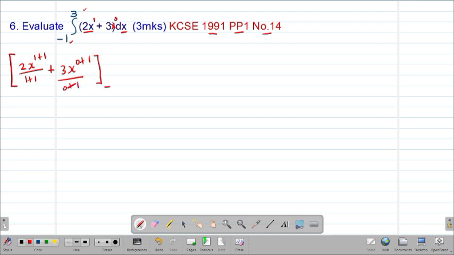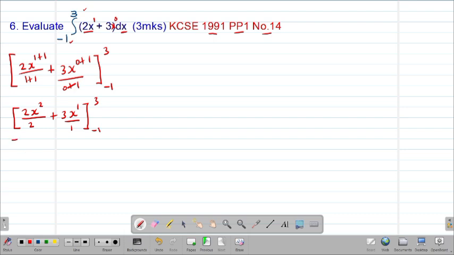The limit is from negative 1 up to 3. Remember, for definite integrals, we don't add the constant because it will disappear anyway during the substitution process. So we are remaining with the following. This is 2x to the power of 2 divided by 1 plus 1 is 2. Then plus 3x to the power of 1 over 1. Then the limit of integration is from negative 1 up to 3.